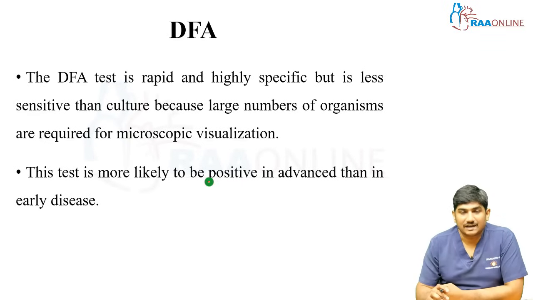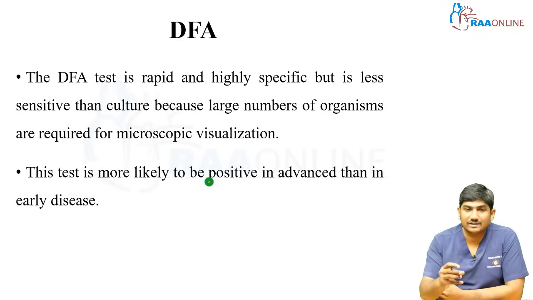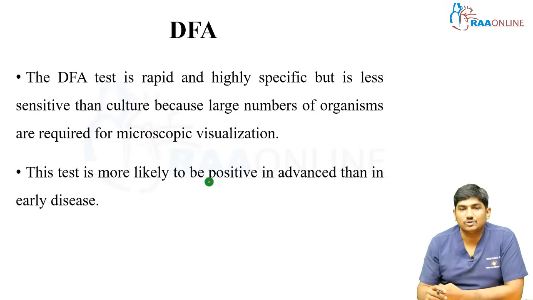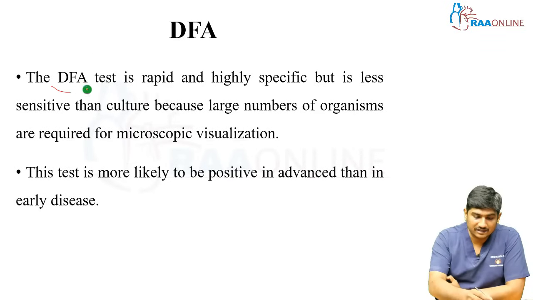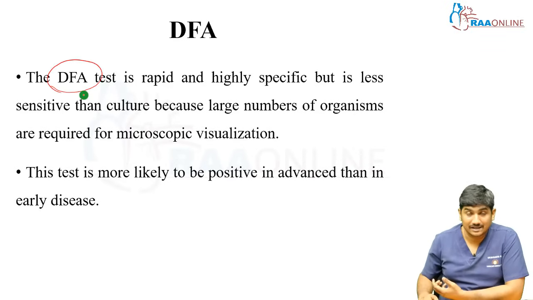The DFA test is rapid and highly specific, but is less sensitive than the culture, because for a DFA to identify an organism, there should be an adequate amount of organism, right? You need a large amount of organism to actually see microscopically. So this test is usually positive in the advanced stage rather than the early stage. Whenever you are ordering a test, you need to understand whether this test can be positive in the first place.